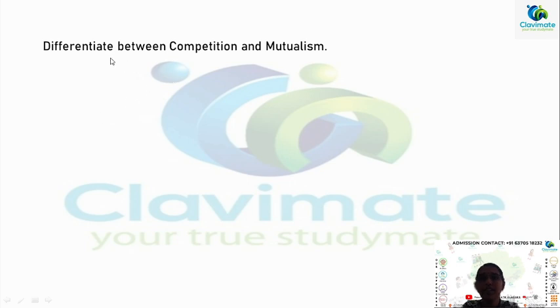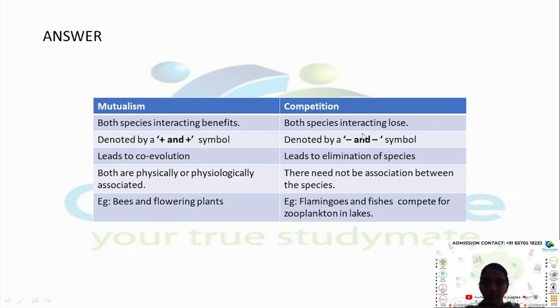Okay, next is differentiate between competition and mutualism. You have to draw a table, mutualism and competition. For mutualism, both species interacting will benefit. Since both species benefit, it is given by a plus and plus symbol. Plus is for beneficial and minus is for they don't benefit from each other. And you have this zero symbol also. Zero symbol means they are not benefited and they are not affected either. It occurs in other types of interactions.